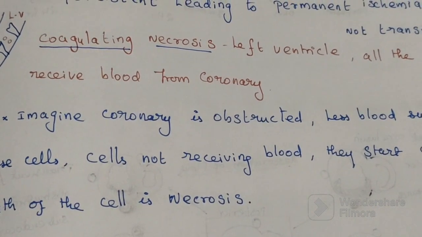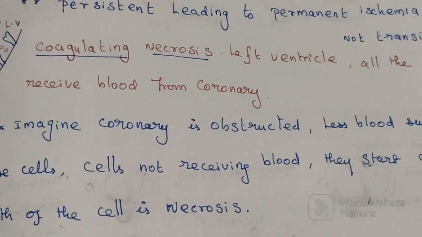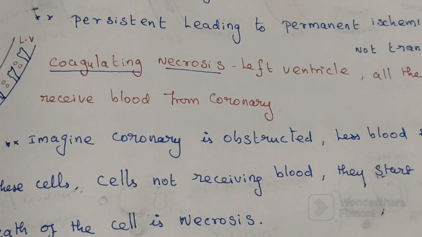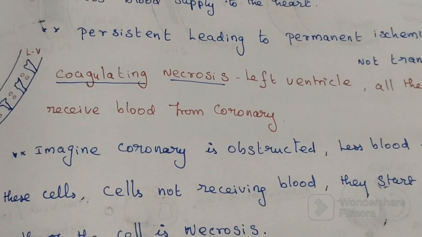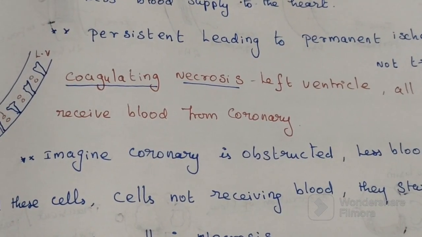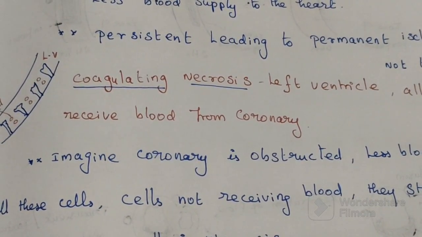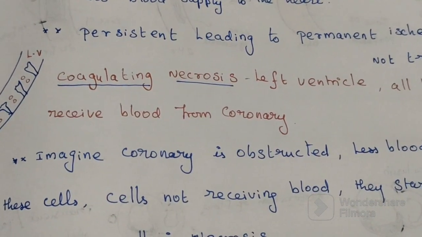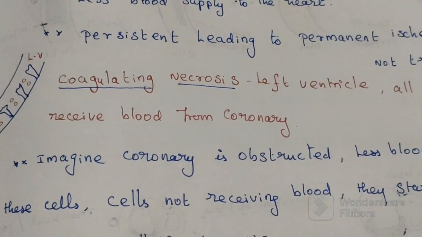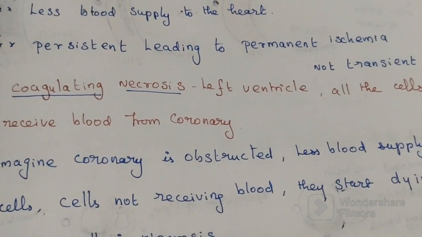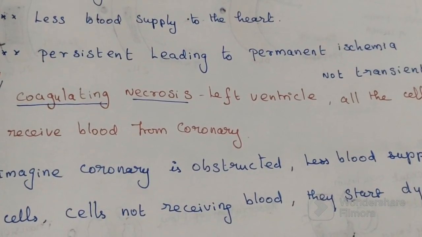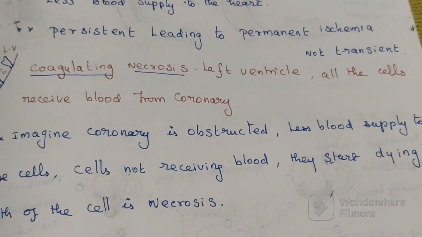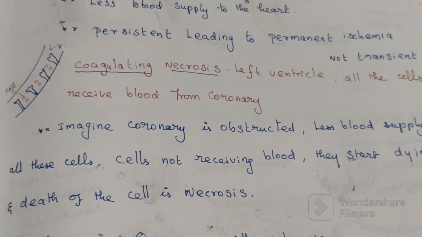In angina, the obstruction happens during physical activity, and when taking rest, it goes away. But here, once it occurs, it is not going back. It is persistent, leading to permanent ischemia, not transient. So in MI, there is coagulative necrosis.